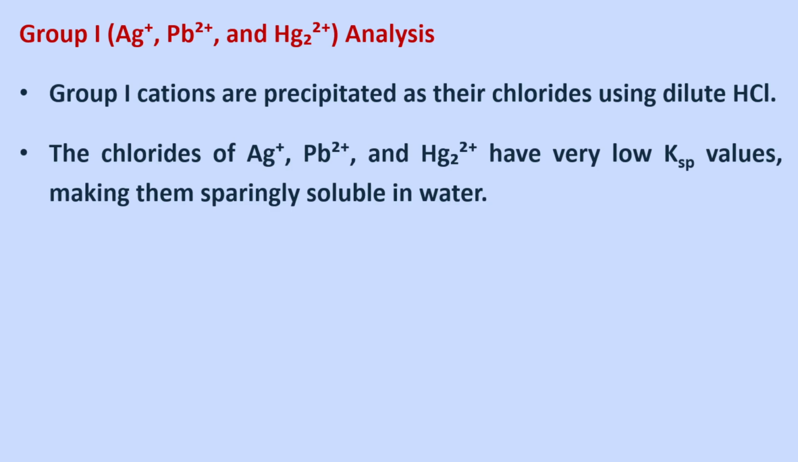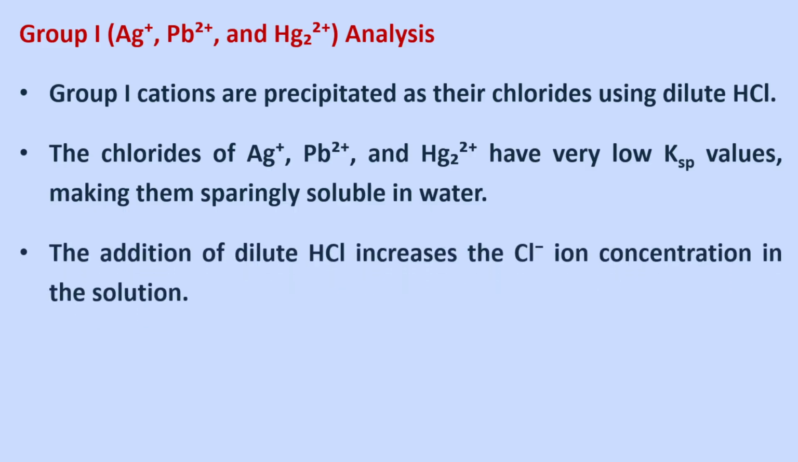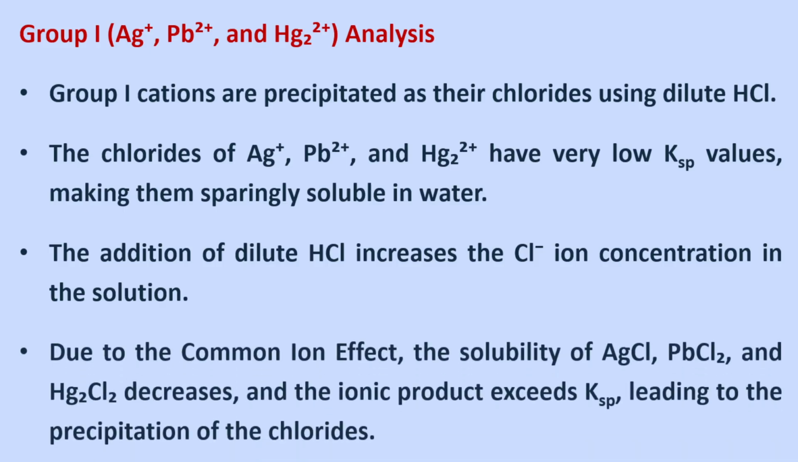It is because their solubility product values, or solubility product constants, are very low, meaning they are hardly soluble in water. When we add dilute HCl, we increase the concentration of chloride ion. So this triggers common ion effect. As the chloride ion concentration rises, the solubility of these chlorides decreases further. As a result, the ionic product exceeds the solubility product and the precipitation occurs. This helps us detect the group 1 cations easily.